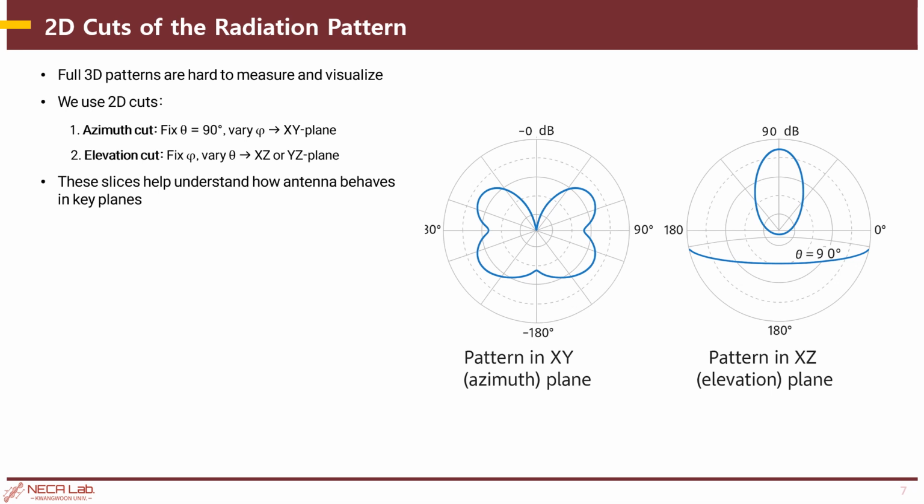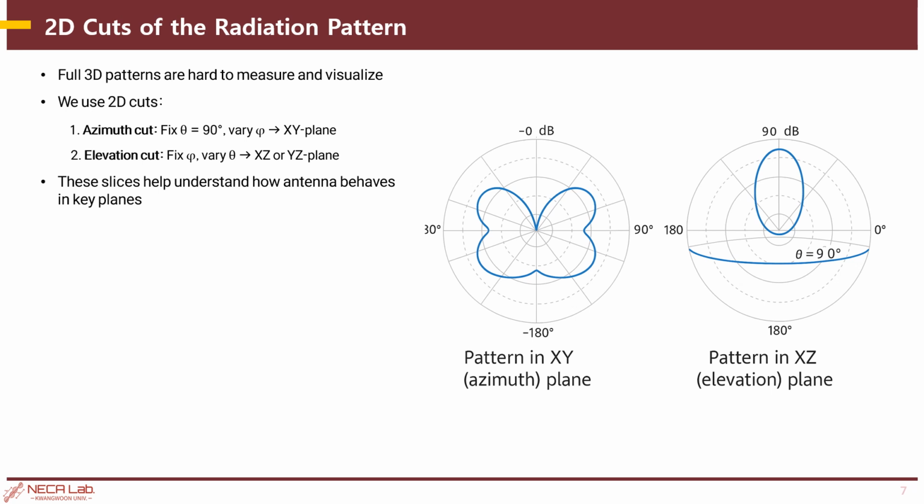Visualizing a full 3D radiation pattern is often complex and difficult to measure, so instead we use 2D cuts to simplify the analysis. There are two main types: azimuth cut, where we fix theta at 90 degrees and vary phi. This gives us the radiation pattern in the xy plane.